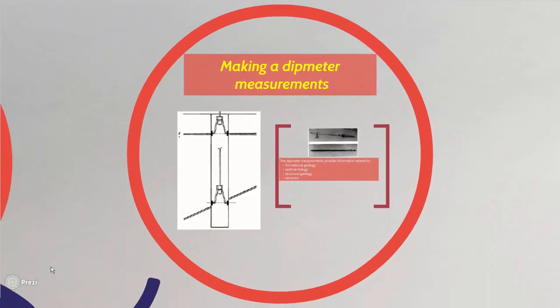Next one, making dipmeter measurements. As the dipmeter is brought up the well, the electrodes on each arm are in contact with the rock layers. If the rock layer is dipping, different arms will contact the layers at different depths. The sequence of contacts between individual arms and each layer is used to compute the dip of the layer. If the layer is horizontal, all arms of the dipmeter contact the layer at the same time.